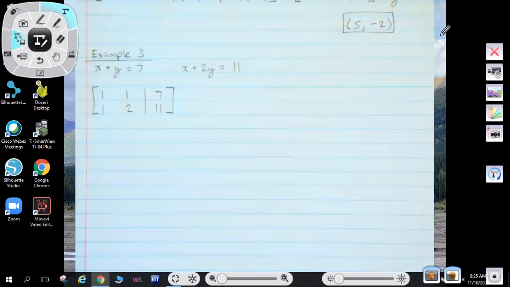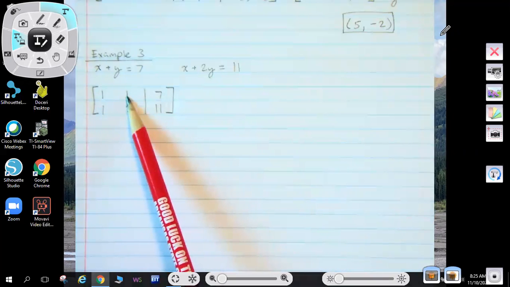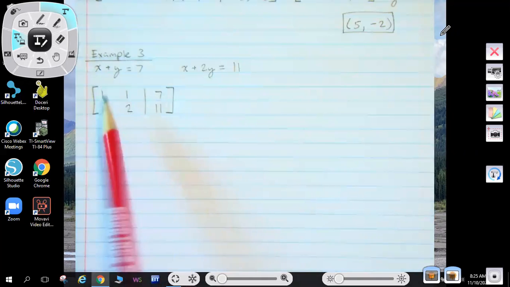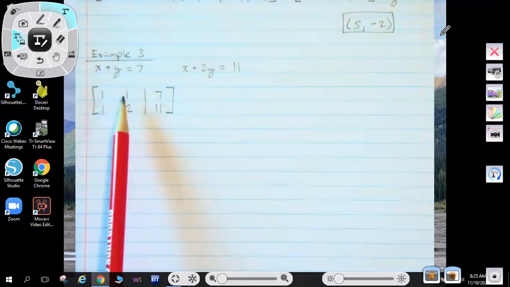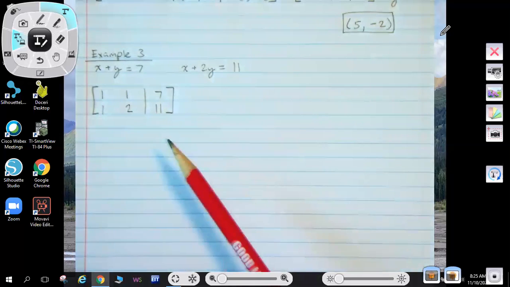Okay, so we need to change this matrix to look like our goal, which is in the first row, we need a 1 and a 0. In the second row, we need a 0 and a 1. So we'll start with the first row. The first number is already a 1. That's what we need it to be. But we need the second number to be a 0. And we have to use the other row to help us do that.